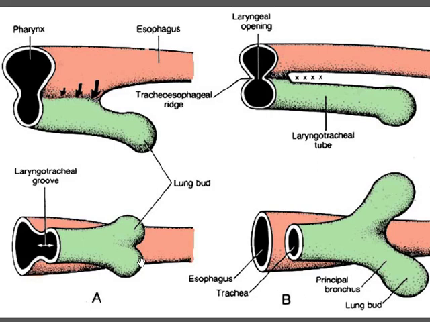From a ventral view, you can see that this laryngotracheal tube, as it grows caudally, becomes bilobed, and these lung buds then will give rise to principal bronchi and to the right and left lungs.